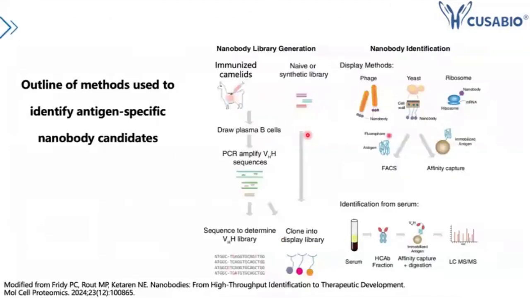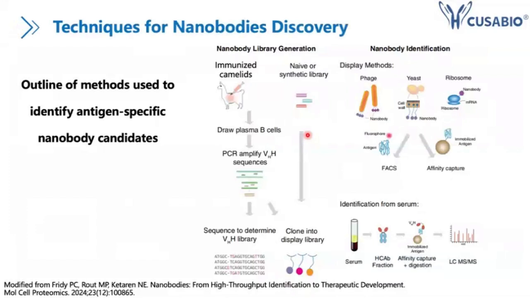Nanobody discovery is developing very fast recently, but I think it is similar to single B cell discovery, because as you see, just the animal is different. We can use the immunized camelid to get the specific plasma B cells, then sequence the B cells and clone into the display library, and use different display methods, as well as FACS screening, to get the target antigen.